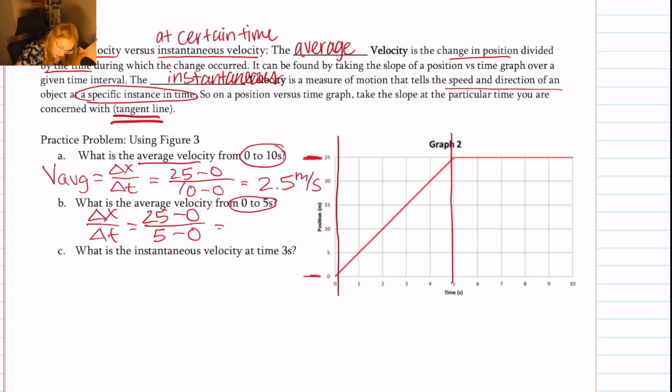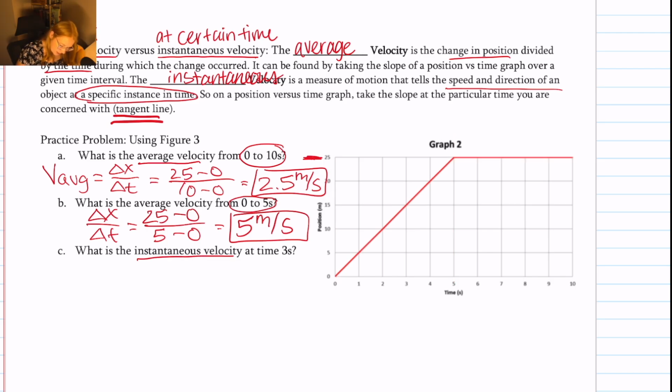Okay, so it looks like after 5 seconds, you see how it stopped? It's a flat line. That was actually hindering our overall average velocity. So our average velocity should be faster from 0 to 5 because she traveled 25 meters in that 5 seconds. Okay, so that's 5 meters per second. So double the velocity of the overall graph.